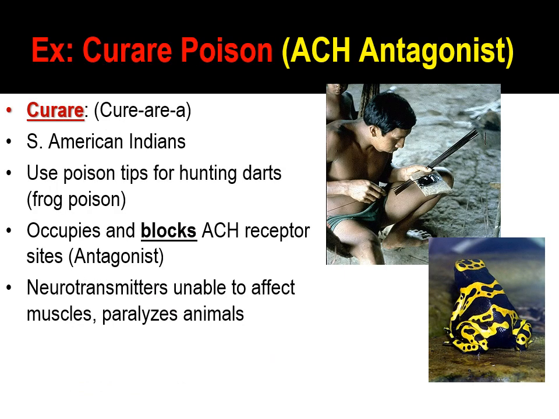Curare is a poison from a frog in South America used by the native indigenous tribes there. They use the frog poison to put on their tips of their hunting darts or hunting arrows. And when they hit an animal with this poison, it occupies the ACH receptor and it blocks and instantly basically freezes the animal in place. The animal can no longer move. They're unable to move their muscles. They're paralyzed or unable to run away. And then they're pretty easy prey to catch. So this is an example of ACH.